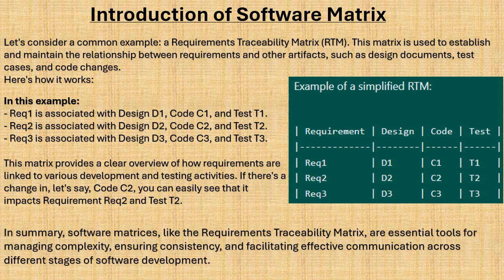This example shows that this matrix provides a clear overview of how requirements are linked to various development and testing activities. If there's a change in, let's say, code C2, you can easily see that it impacts requirement Req 2 and test T2. So this is an example of dependencies in software matrix. In summary, software matrices like the requirements traceability matrix, or RTM, are essential tools for managing complexity, ensuring consistency, and facilitating effective communication across different stages of software development.